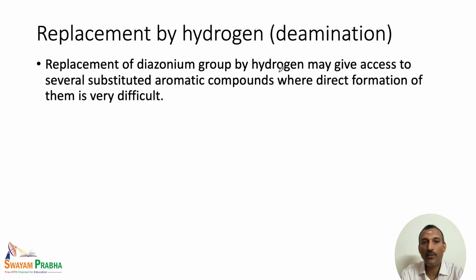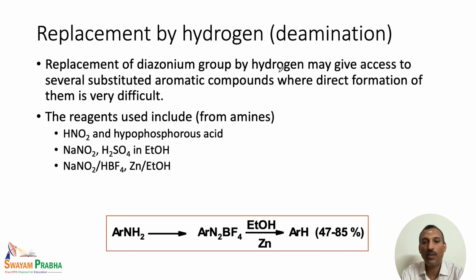The next one is the replacement by hydrogen atom. Here we look at the deamination reaction. The amino compound is converted to the corresponding diazonium salt. This diazonium salt on treatment with ethanol and zinc gives the corresponding aromatic compound. This is a very important reaction in the synthesis of various derivatives.